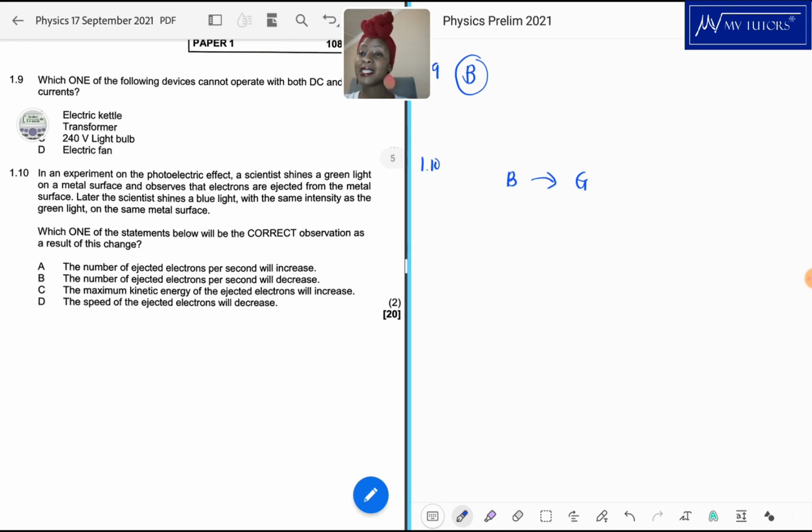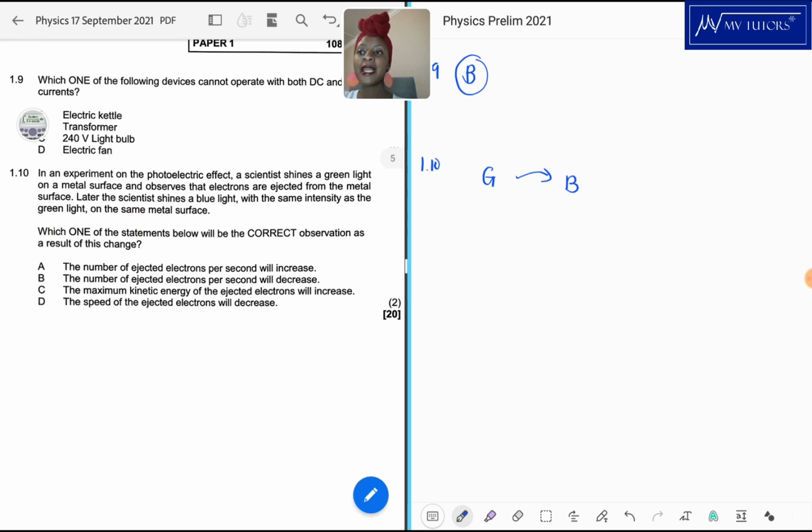But the difference is we had green light initially, and then later on we went over to blue. So what is the difference? I haven't even read the question yet. It says, which one of the statements below will be the correct observation as a result of this change?